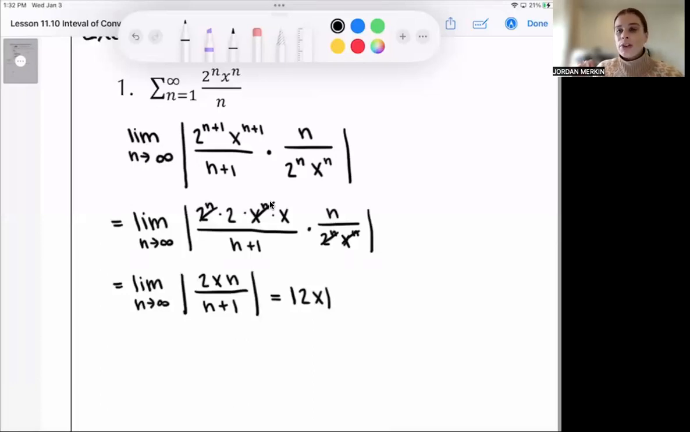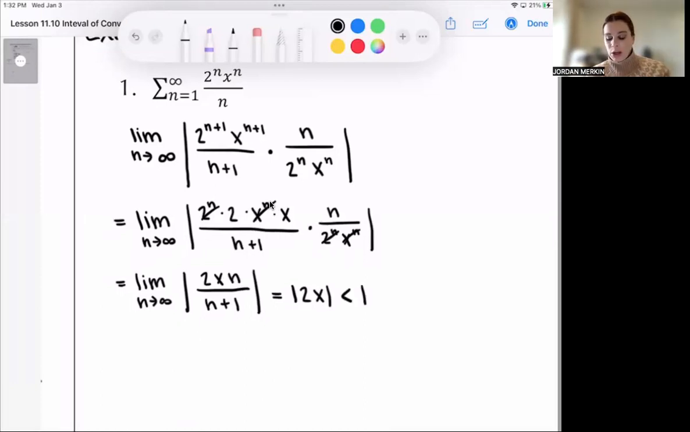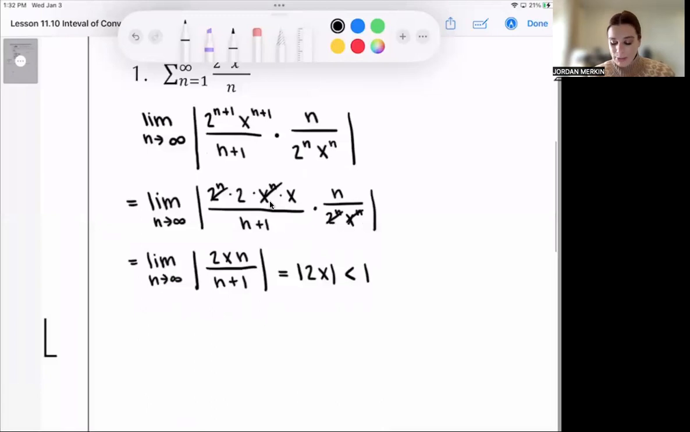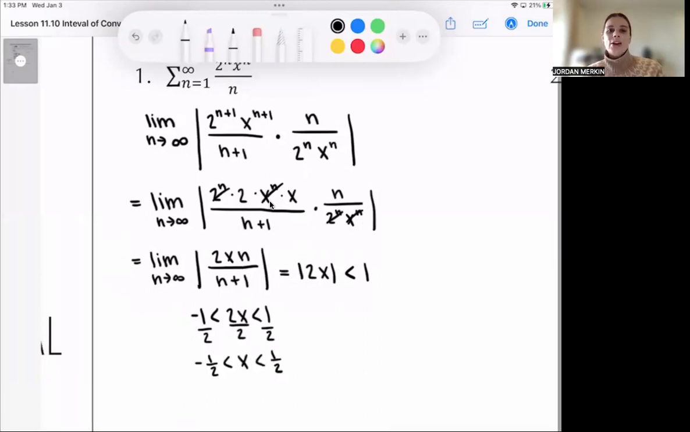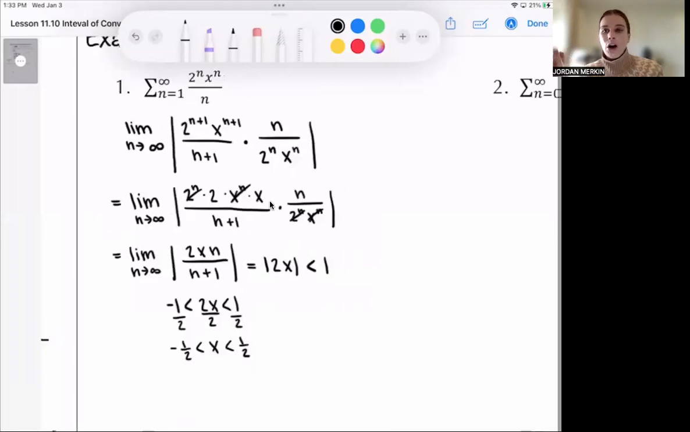Now, in order for this to converge, remember this limit must be less than 1, which means that 2x must be between -1 and 1. Divide by 2. We have -1/2 is less than x, which is less than 1/2. Okay, this is our interval of convergence almost.